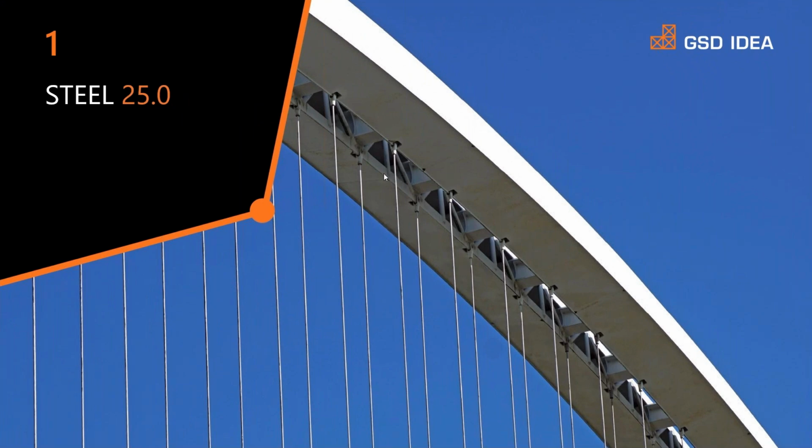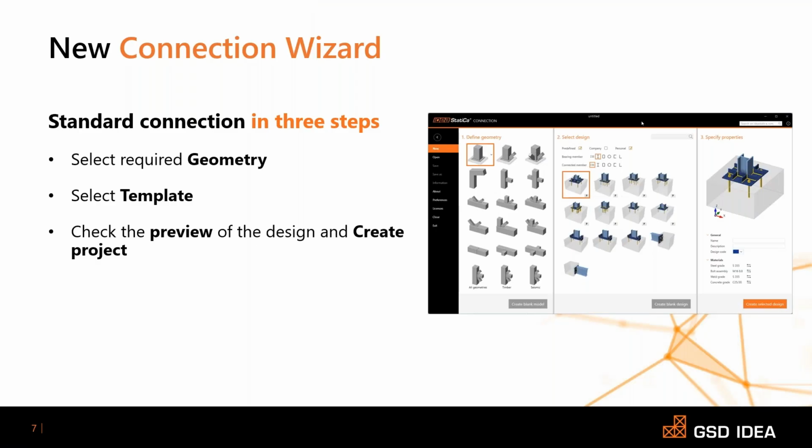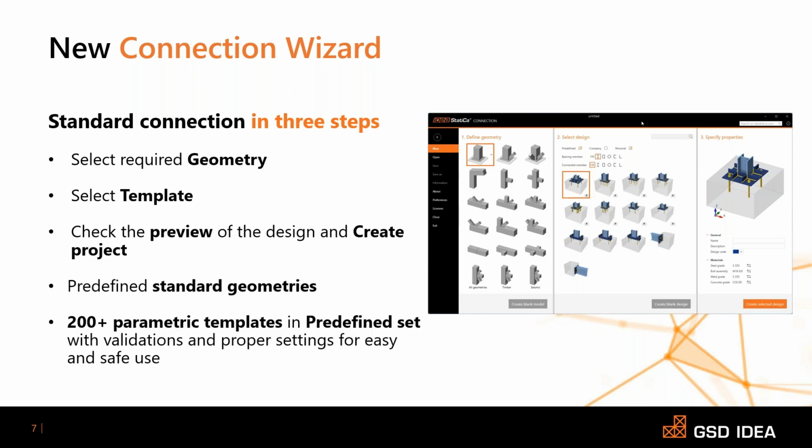So starting with the steel updates, we have the major steel update here. That is the new connection wizard. You might have already known about it if you're using 25.0. There is the newly launched connection wizard wherein you have 3 different steps. You can define the geometry, then there would be the design, and then the properties. So all you have to do is just set out the required geometry, select the template, and then check the preview and start the template.